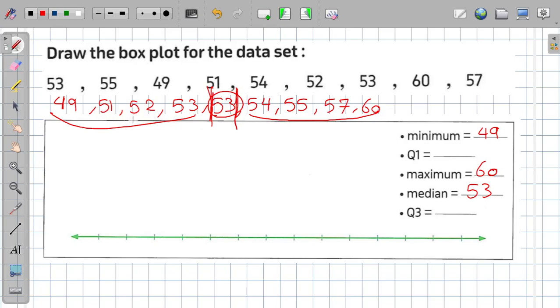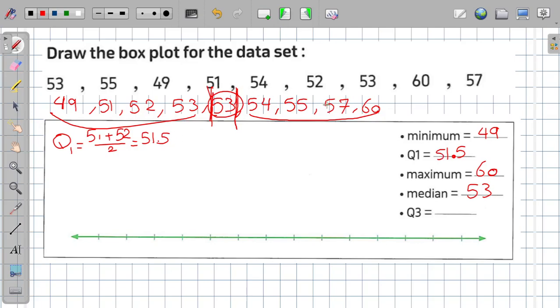Okay. So in the first group, we want to find the median. I have two values in the middle. I have 51 and 52. So 51 plus 52 over 2 equals 51.5. And this is the median of the lower half, or Q1. So Q1 is 51.5.